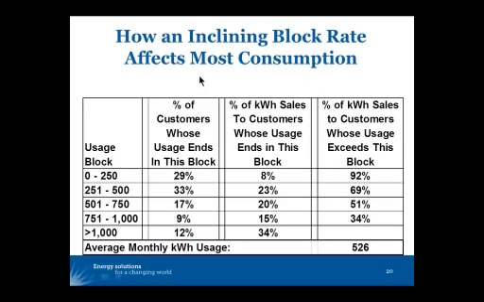So an inclining block rate that's well designed addresses nearly all of the consumption. 29% of the customers, 8% of the energy subject to using more because of a lower price, 92% of the consumption using less because of a higher price. So now I'm going to move on to some of these more complex rates.